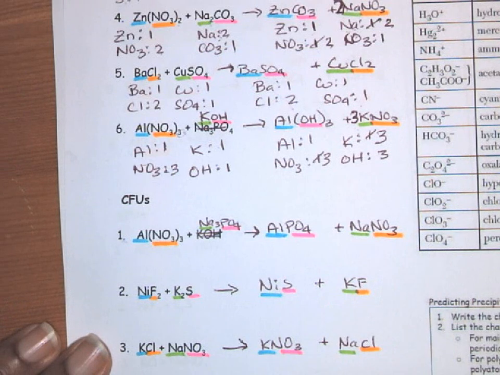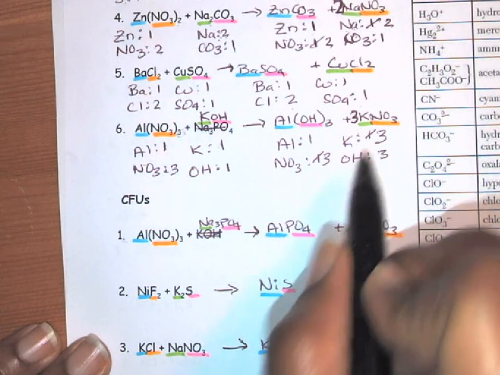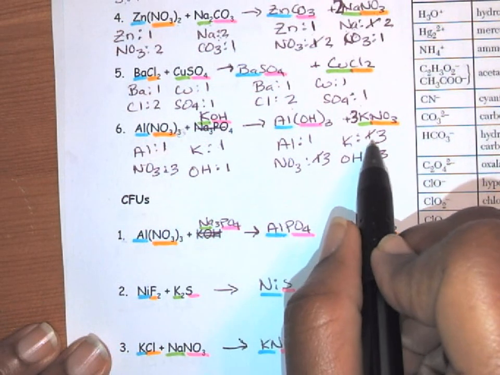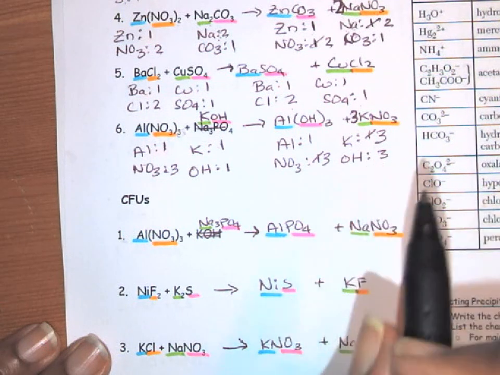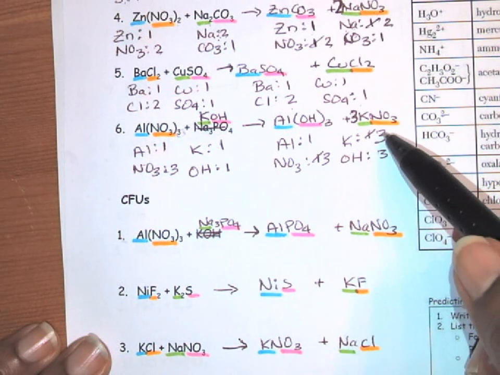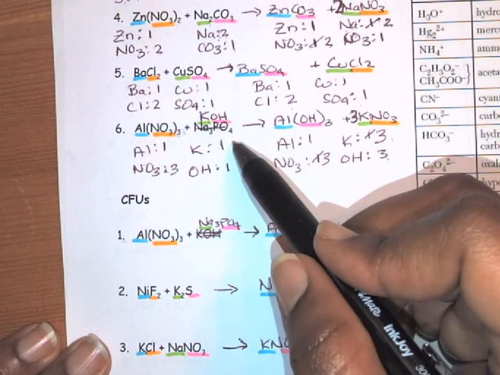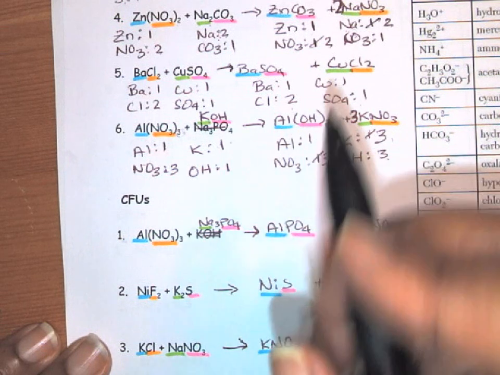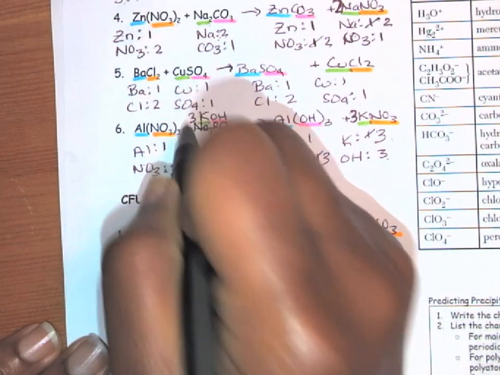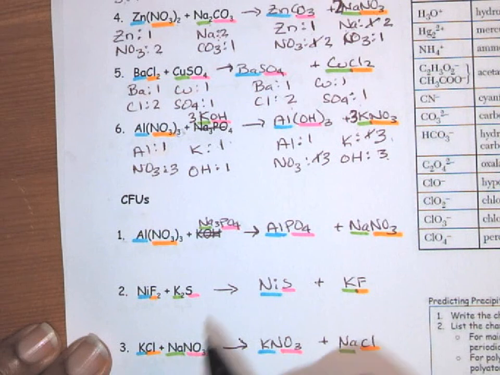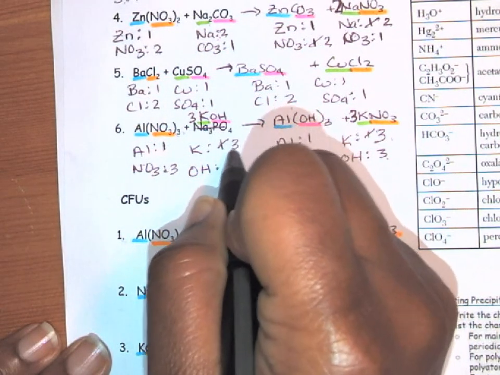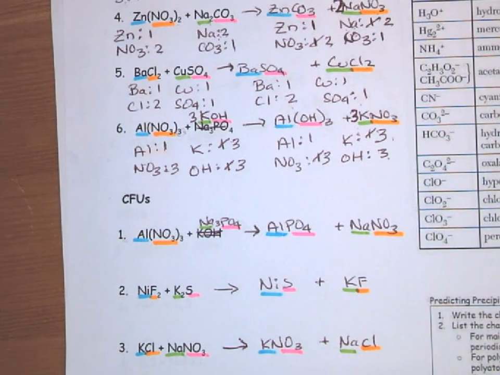And then finally, the nitrates are looking good now, but now my potassium and hydroxides are still messed up. So on the product side, I have 3 potassium and 3 hydroxide. On the reactant side, I just have 1 of each of those. So I need a coefficient of 3 in front of potassium hydroxide. And that changes that, and now this is balanced, okay?